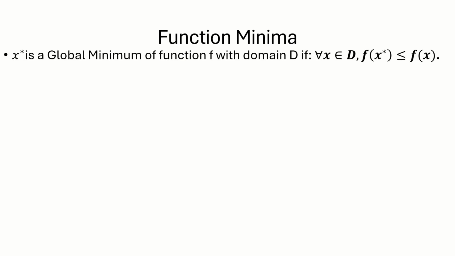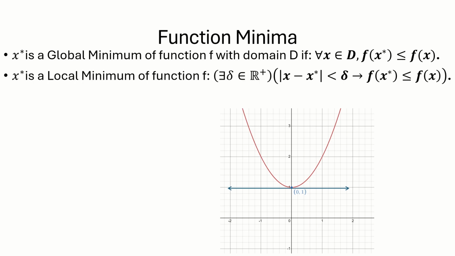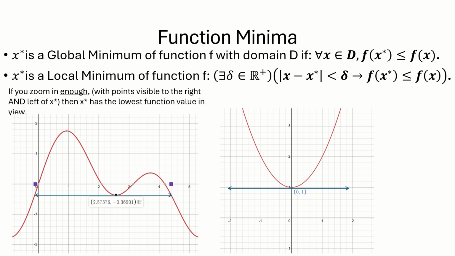Let's move on to minima of functions. The point x star is called a global minimum of a function f if the function's value at x star is less than or equal to the function's value anywhere else in the domain. The point x star is called a local minimum if the function's value at x star is less than or equal to the function's value anywhere else in a small enough neighborhood around x star. This means if you zoom in enough, the lowest value that f appears to reach will occur at an input of x star.